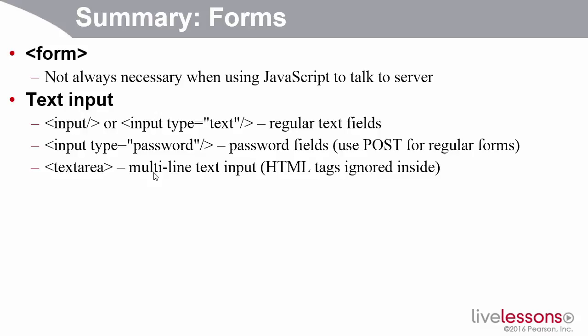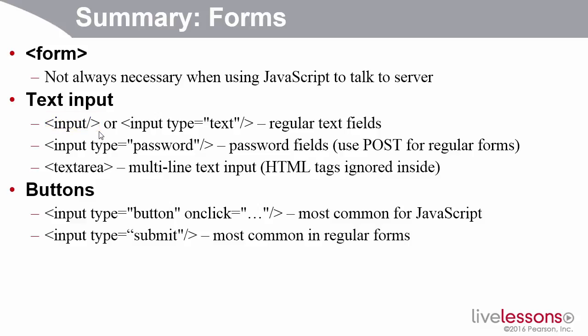The most common category of form input elements are for gathering text. The simplest one is a normal input element. You can say input type equals text, or you can just omit the type. You have password fields, which obscure the data as the user types into it. And you have text areas where you can have multi-line text input. There are various kinds of buttons, but one of the most common types used with JavaScript is input type equals button. And you either explicitly give an onClick attribute, or you attach the onClick attribute later in your JavaScript code.